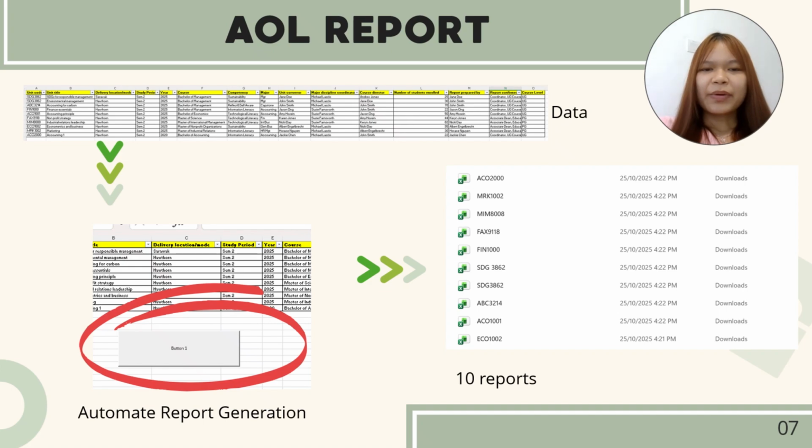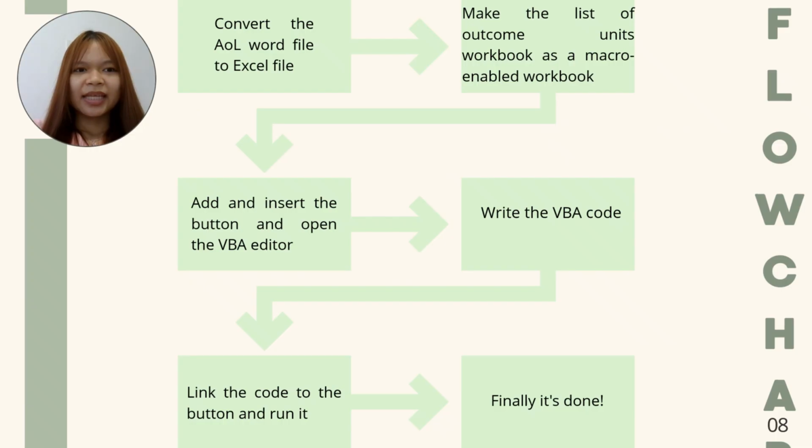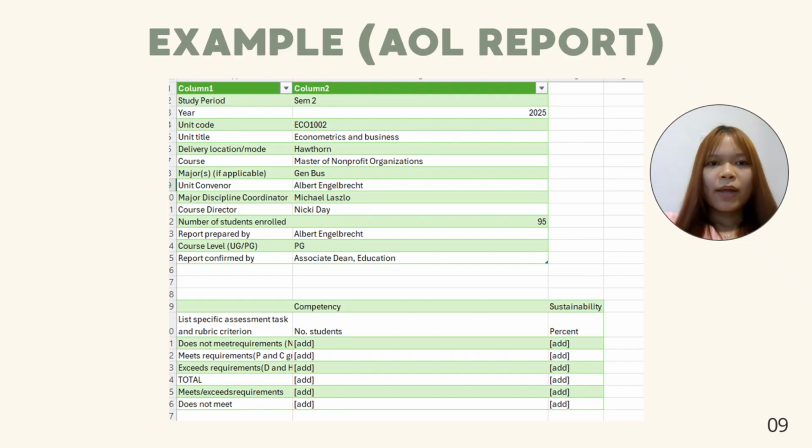Next, this is the process of how I get 10 reports. It shows the process from original data to result outcome. The flowchart shows the process to easily produce the 10 reports. First, open the original data Excel file and save the workbook as a macro-enabled workbook. Then insert a button from the Developer tab, open the VBA editor, write the VBA code and run it. It finally generates 10 reports. This is one example of the 10 outcome reports.